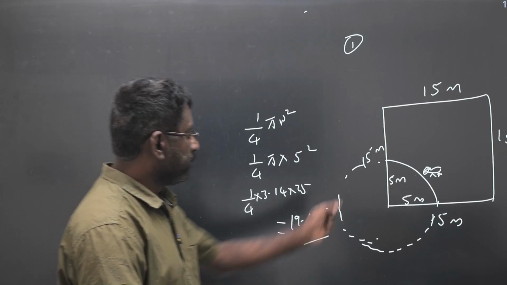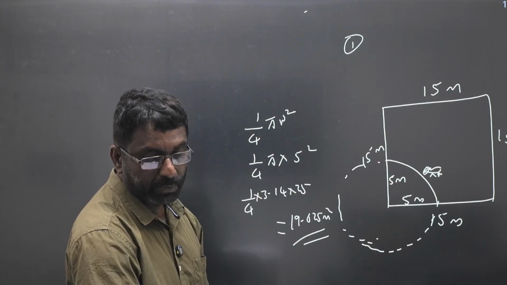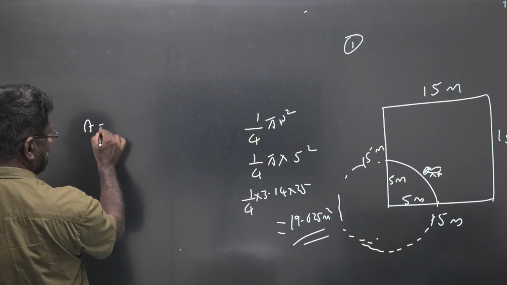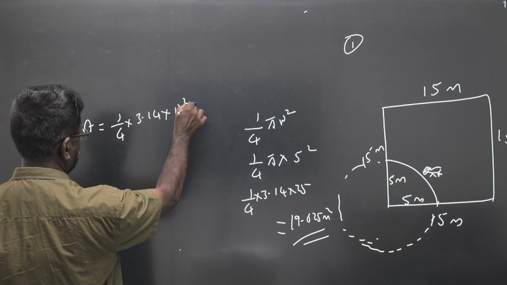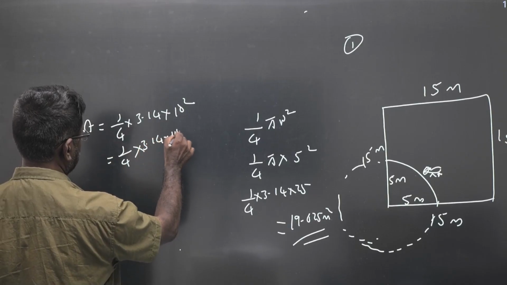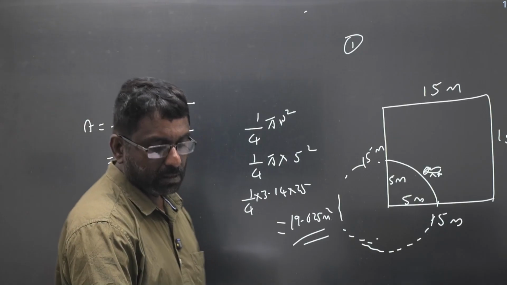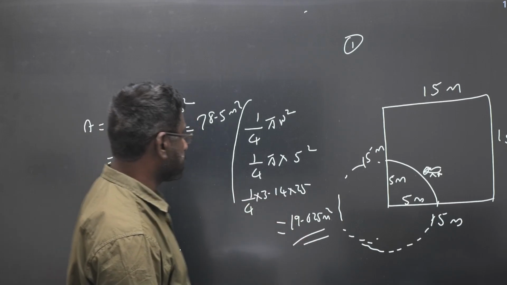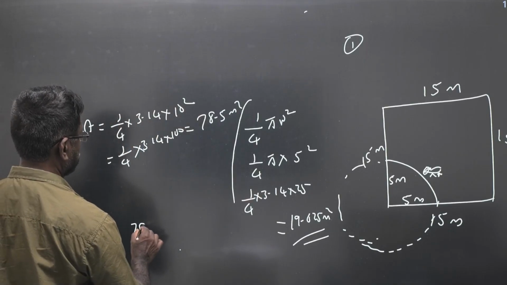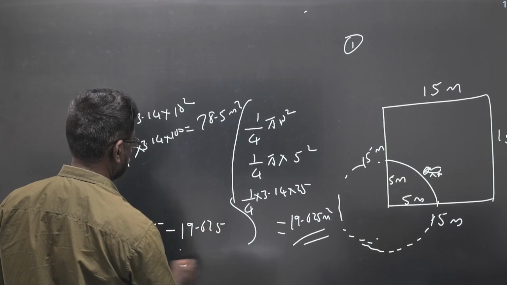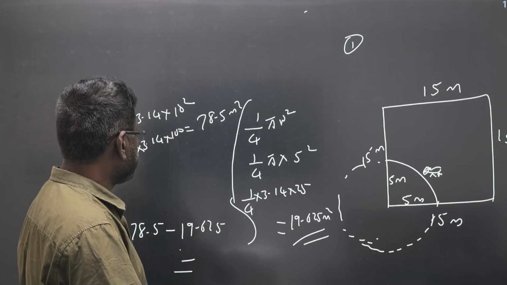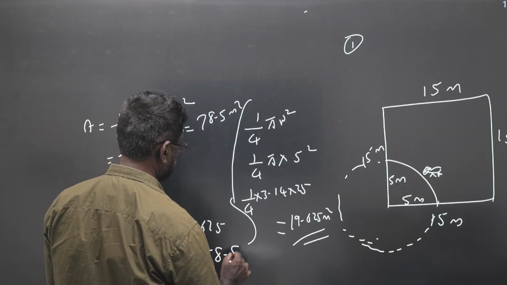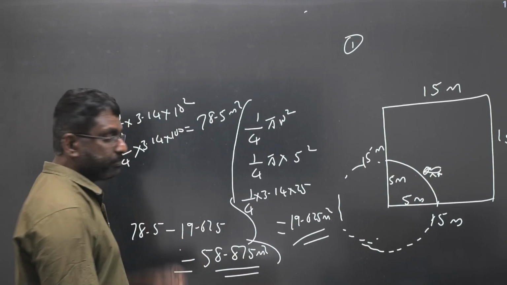And second part, if 5 changes to 10, then what will be the increase in grazing area? If 5 increases to 10 meter, then area is equal to 1 by 4 into 3.14 into 10 square. That is 1 by 4 into 3.14 into 100. This gives 78.5 meter square. We have to find out the increasing area. Increasing area means 78.5 minus 19.625. Subtract 19.625 from 78.5. That is given as 58.875 meter square. This is the answer.